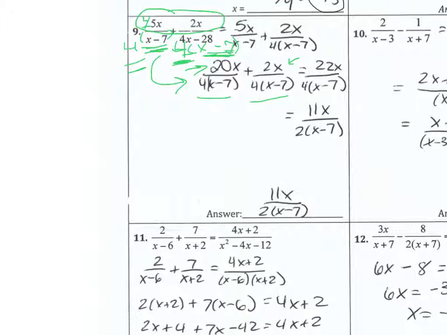And then you can combine like terms because they have the same denominator, and if we combine the like terms on top, we get 22x. Now there's no plus or minus between terms. So on top, we have 22, which is 11 times 2 times x.